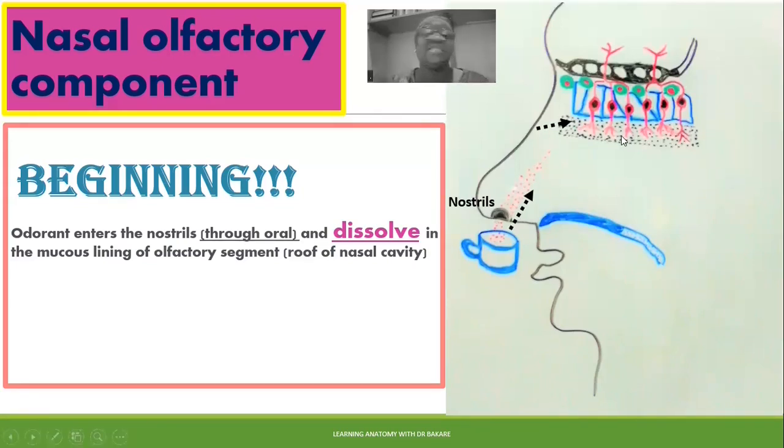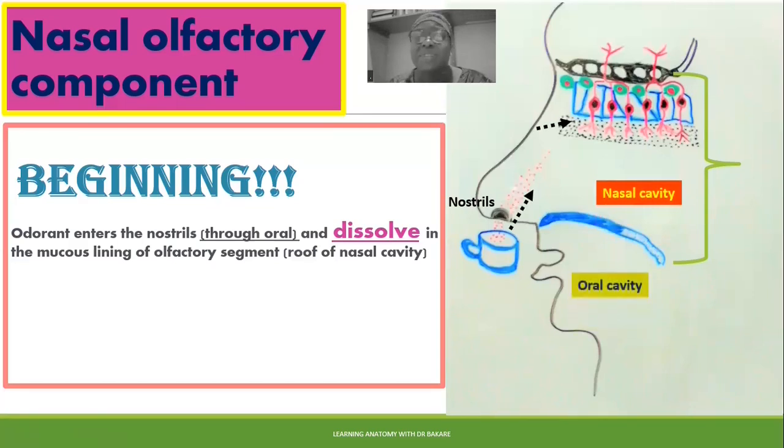So talking about the general configuration of the nasal cavity, from this region here, demarcated here in green, is where we have the nasal cavity, and inferiorly we have the oral cavity that is separated by the hard palate at the front and posteriorly by the soft palate. So this is the entire configuration of the nasal cavity.